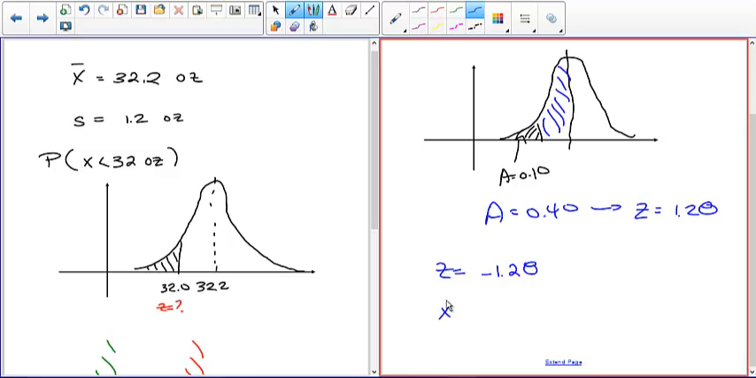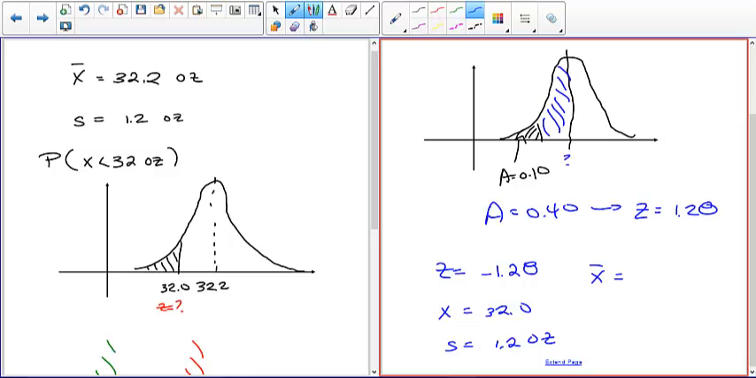So we've got a z of negative 1.28. We don't know what the target is. We know that x is 32, the cutoff point for being at the target, and the standard deviation is given in the problem as 1.2 ounces. What we're trying to find is the mean. This is kind of like the problem we just did, the same kind of thing.